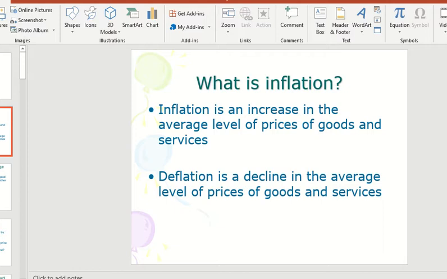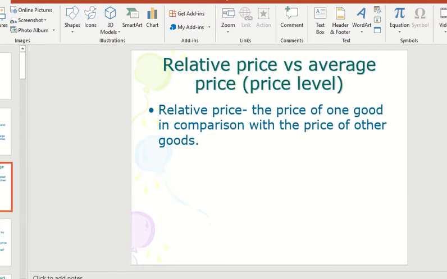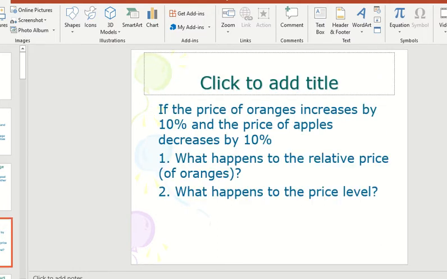What we are looking at is actually not the average prices. What we're looking at is the relative price. The relative price is the price of one good in comparison with the price of other goods. Why don't we look at a hypothetical economy? To simplify things, we're looking at only two types of goods. So people in this economy only consume two types of goods.